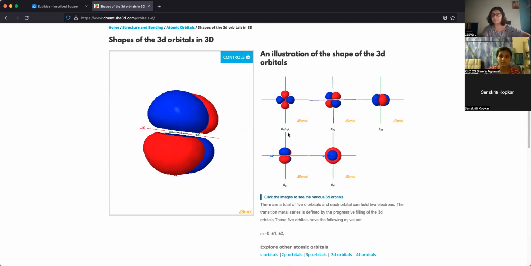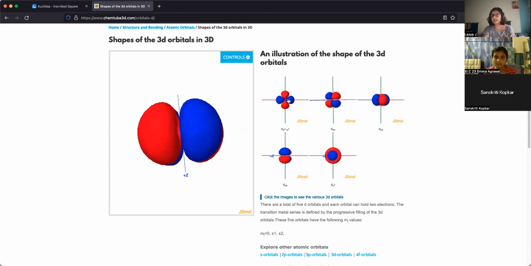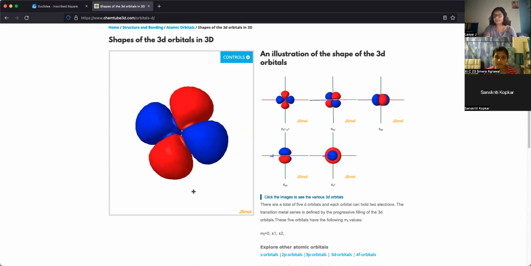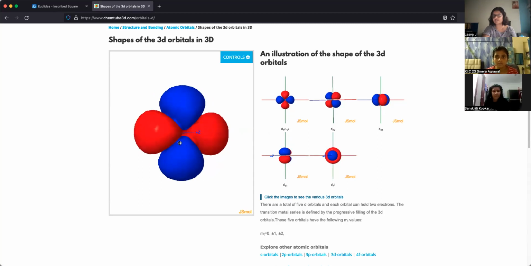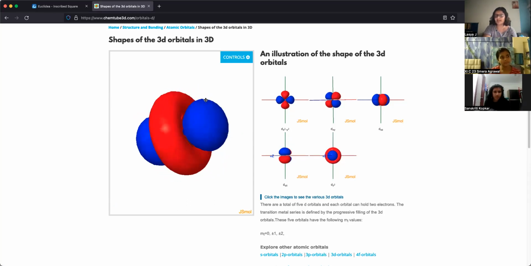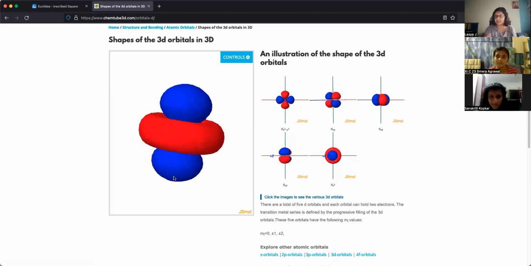Dx square y square, now that is slightly different. The shape is the same, but it is aligned along the axis. So it's not in the quadrants, it is on the axis itself. Like you can't see where x and y axis are because these lobes are covering it up. And dz square is also along the axis, but on the z axis side. And there's like a tire on the x and y axis. But whatever the case is, it's not in the quadrants, it's along the axis.